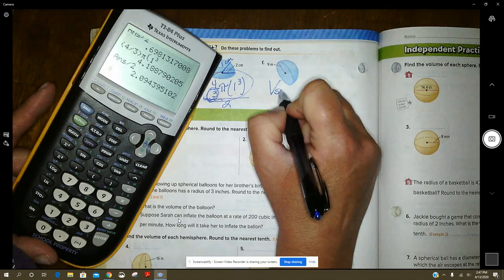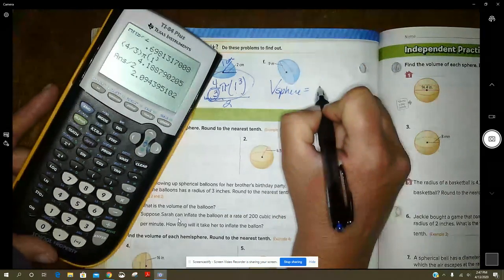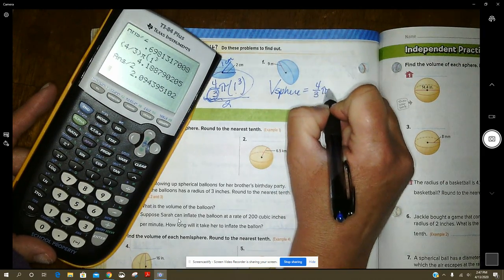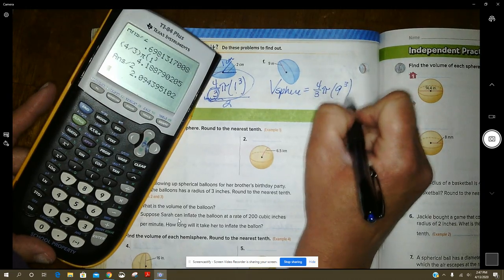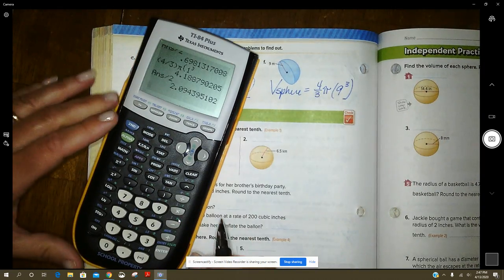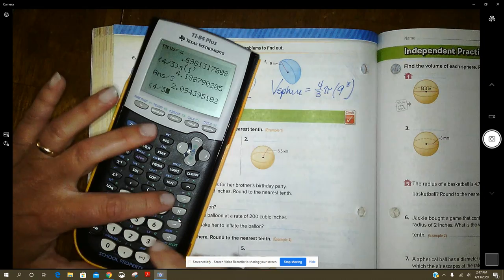So the volume of the whole sphere is going to be 4/3 times pi times 9 to the 3rd power. So let's go get that typed in.